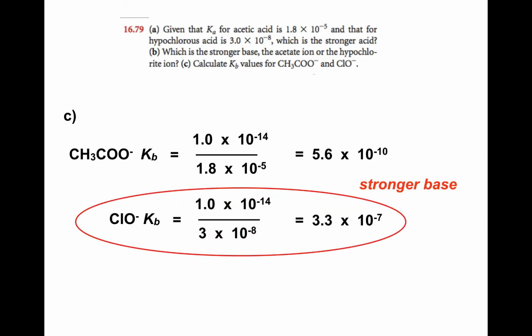So the stronger acid here is acetic acid, and hypochlorous acid is the weaker acid, therefore its conjugate base, hypochlorite, is the stronger one. Take the Ka value, divide it into 10 to the minus 14 to get the Kb value, if you didn't see we did that mathematically here.